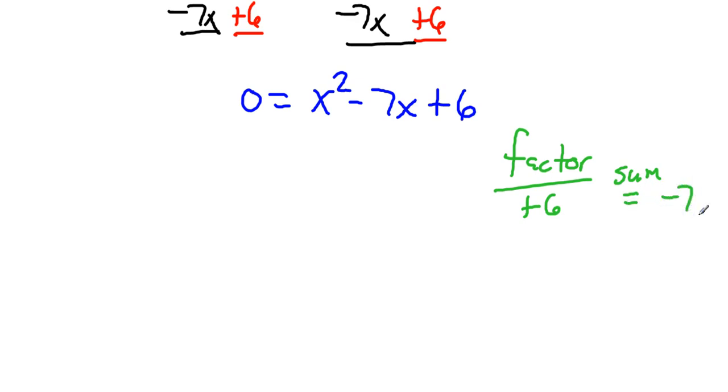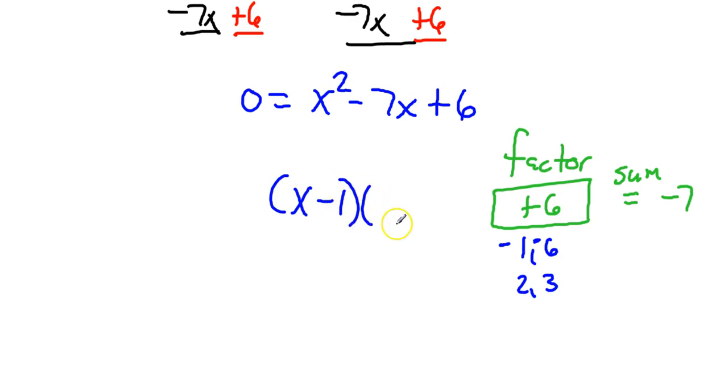negative 7. So this one's getting you ready for the final exam that's coming up, so they're going back and reviewing your factoring here. The good thing is with 6, there's only two choices. It's either 1 and 6 or it's 2 and 3. And the only way you can get negative 7 off this is if both of these numbers are negative. So when you factor it, you've got an x minus 1 and an x minus 6.